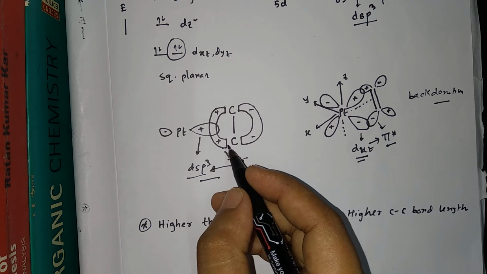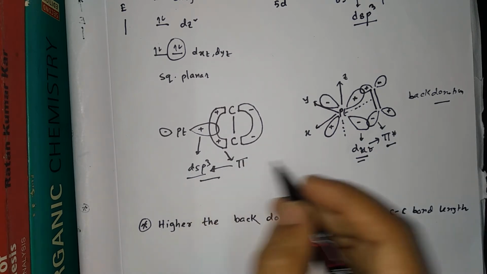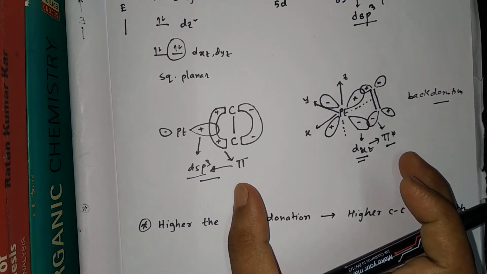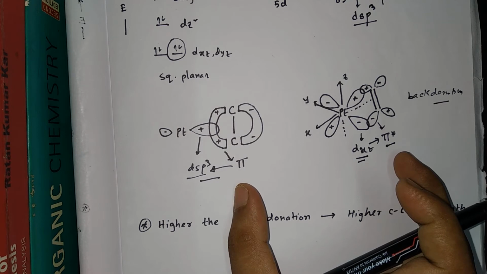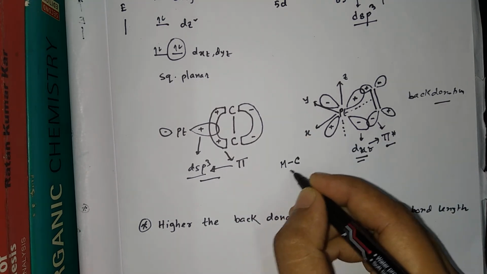So higher this donation from pi to dsp3, and higher will be the back donation also. So these two actually depend on each other, and they will assist each other. And what will happen is that it will make the metal carbon bond stronger.